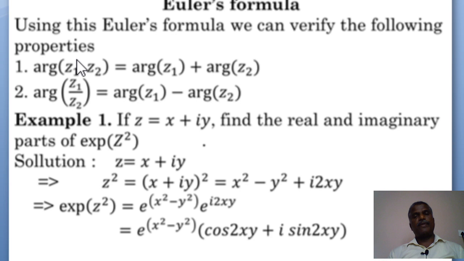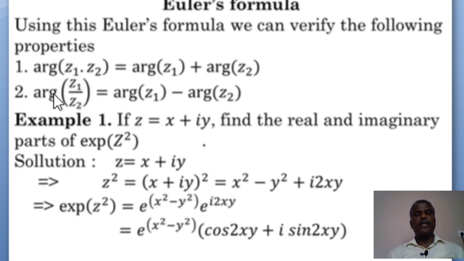So the argument of z1 z2 is theta 1 plus theta 2. Theta 1 is the argument of z1 and theta 2 is the argument of z2. So we get argument of z1 z2 is argument of z1 plus argument of z2. This is a simple property, one can easily prove this.